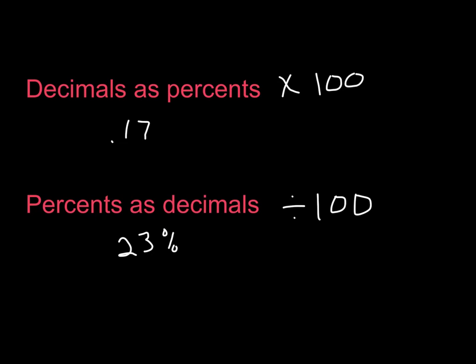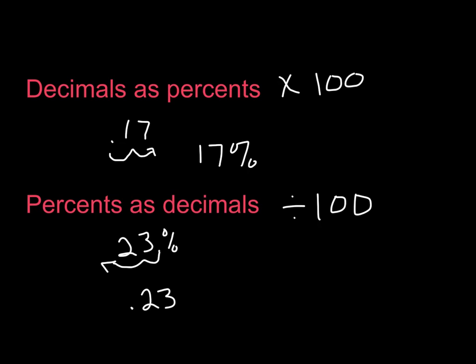So in this top one, if I wanted to do that as a percent, 2 places over there, so the decimal has to move to the end, and I would get 17%. And then here, my decimal would be here. I have to move it 2 places over there, so I get decimal 23 hundredths.